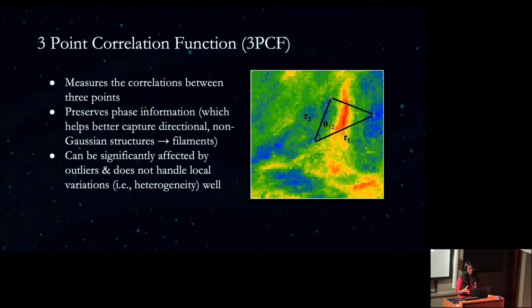So we next turn to the 3-point correlation function in hopes that it'll capture more information. And it should, because it measures the correlations between any 3 points on an image by capturing both information about spatial scales as well as angular orientations. And doing so, it helps preserve phase information, which is better for detecting these sort of non-Gaussian filamentary structures we're interested in. But one potential problem is that it could be significantly affected by outliers and sometimes doesn't handle local variations very well.